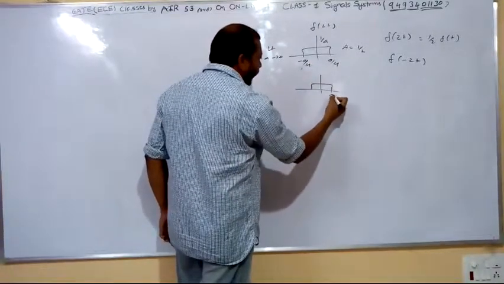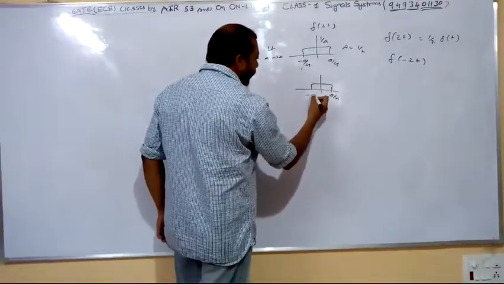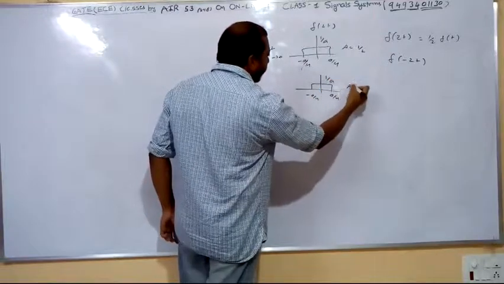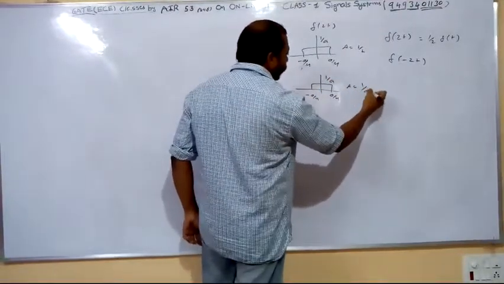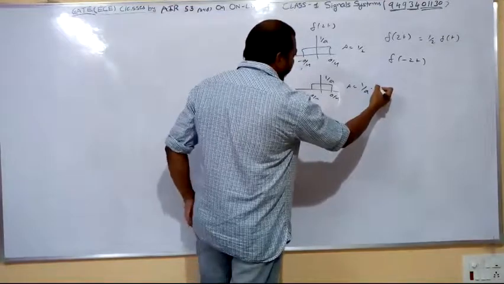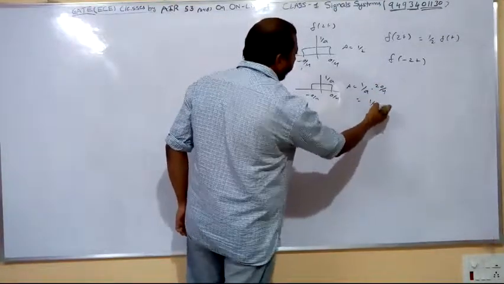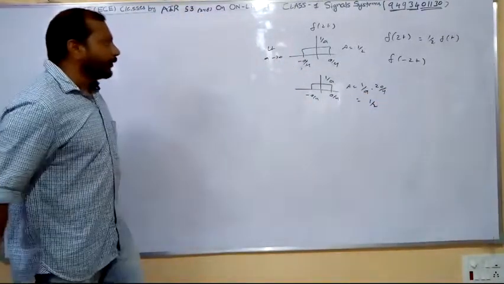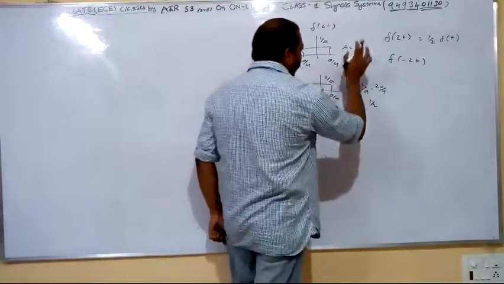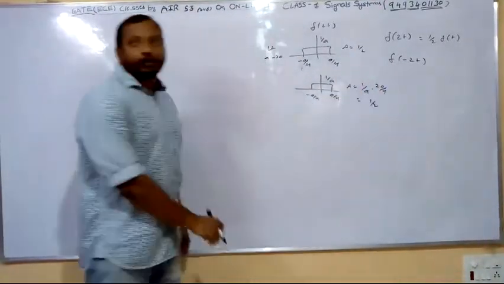The signal becomes a by 4, and this will become a by 4. This is equal to 1 by a. Corresponding area is equal to 1 by a into 2a by 4. This is equal to 1 by 2 only. For del of 2t, the area is 1 by 2 only. Del of minus 2t also, the area is equal to 1 by 2 only.